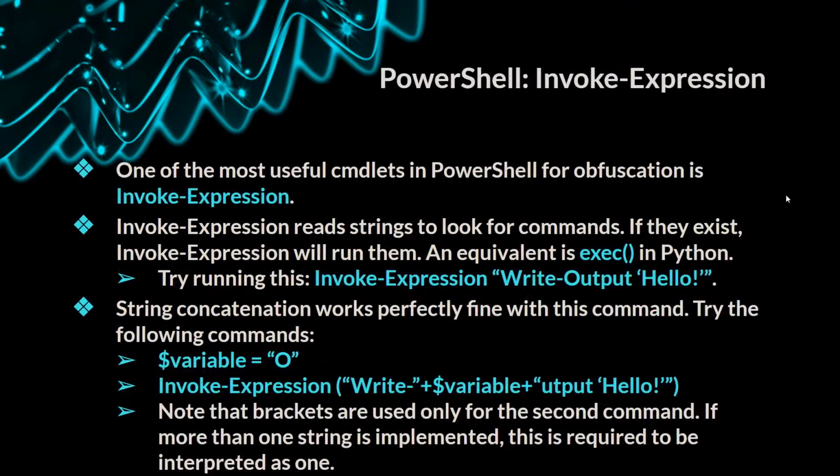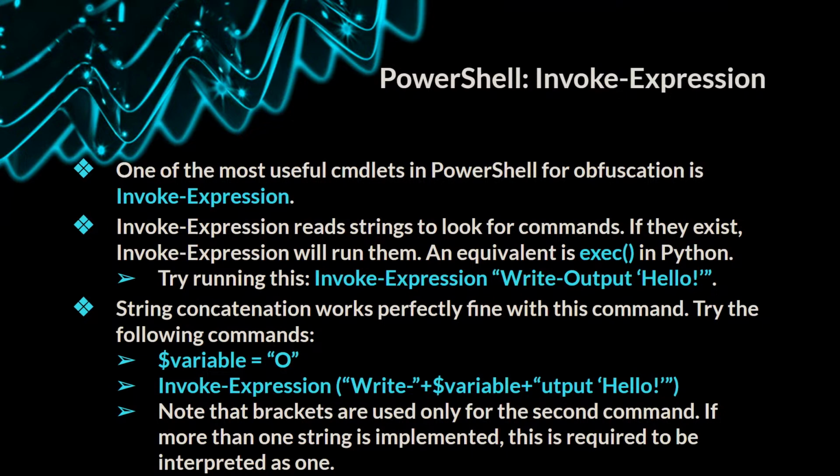All right, so Invoke-Expression. This one is a really fun command for sure. It's one of the most useful cmdlets in PowerShell for obfuscation specifically, if not the most useful one. Invoke-Expression reads strings to look for commands. If they exist, Invoke-Expression will run them. An equivalent is exec in Python, which we will be discussing later on.